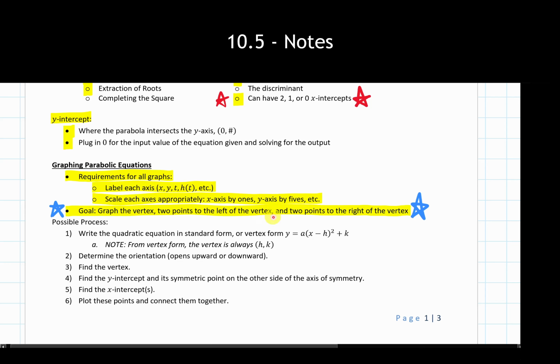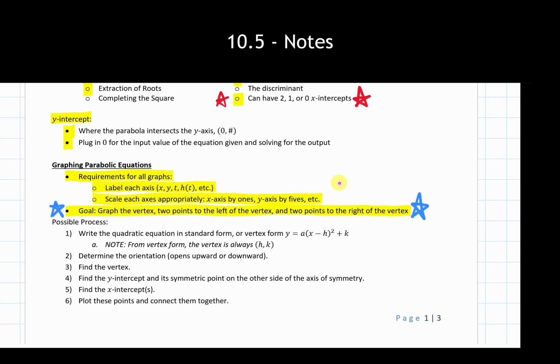Am I counting by ones? Am I counting by fives? Am I counting by threes? Whatever that might look like. So make sure we have that labeled and set up for ourselves, because if we don't have that, well, we could graph something horribly wrong and it all falls apart there.